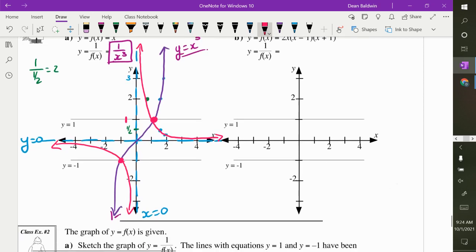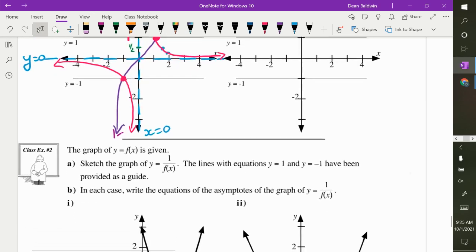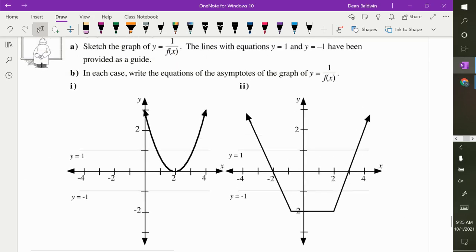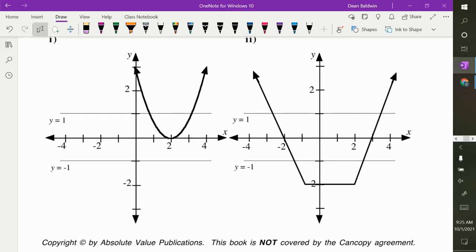All right. We're going to practice this again. Bottom of the page, please. So here are our functions. We're going to sketch the reciprocals. So first thing you do when you're sketching the reciprocal is to mark the vertical asymptote. Where do vertical asymptotes occur? X-intercepts, when y is 0. So you find your x-intercept and you draw a dashed vertical line.